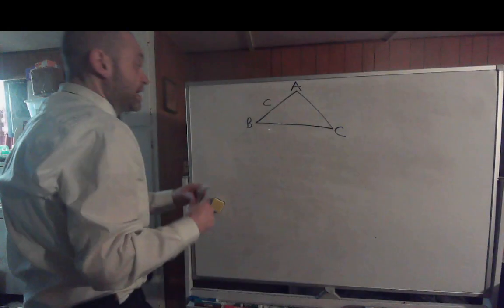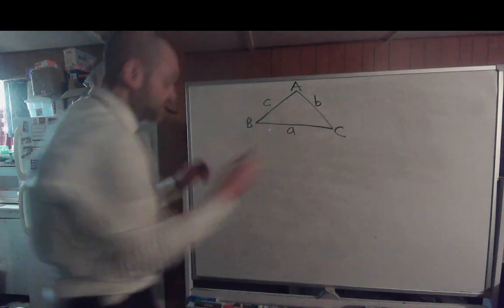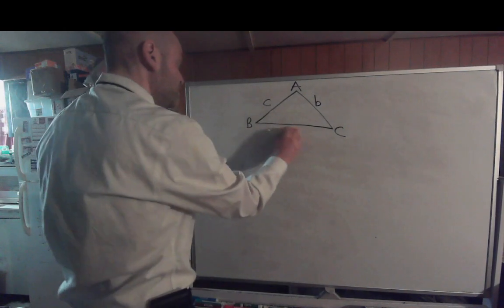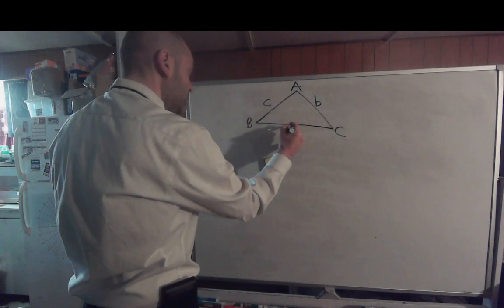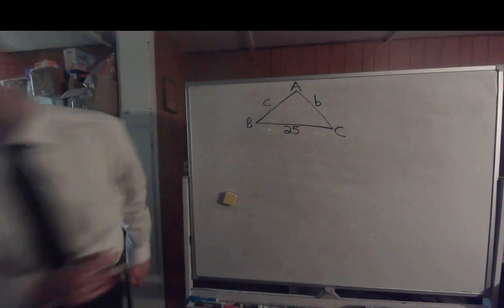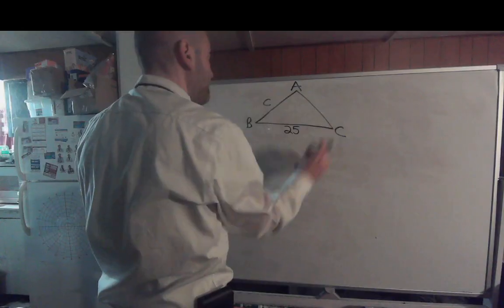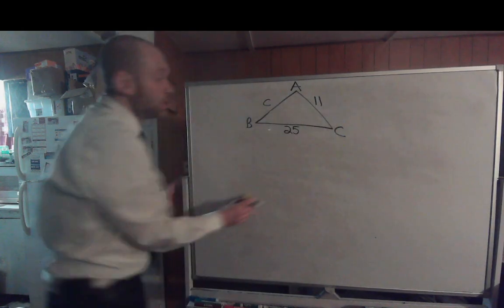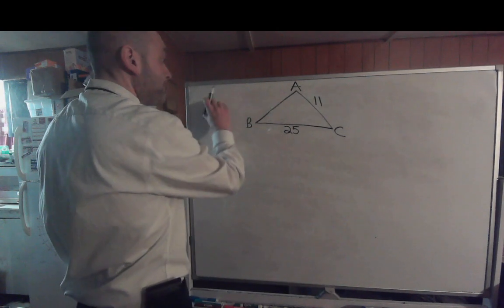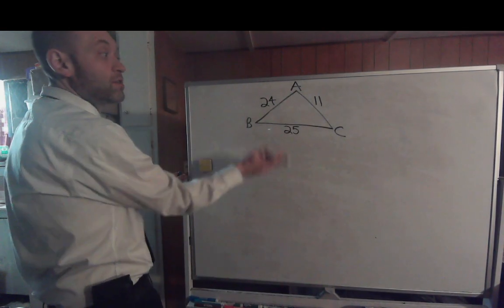All right, what do we got here? Side A, side B. All right, let's see what we're given this time. So we have side A is 25. What else do we have? We have side B is 11. And then we have side C is 24.